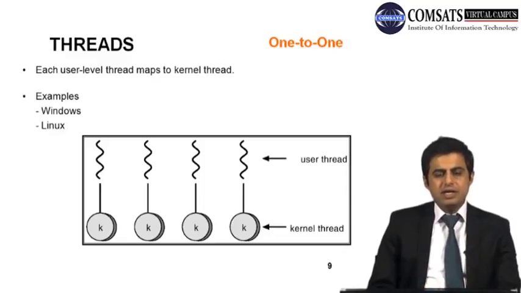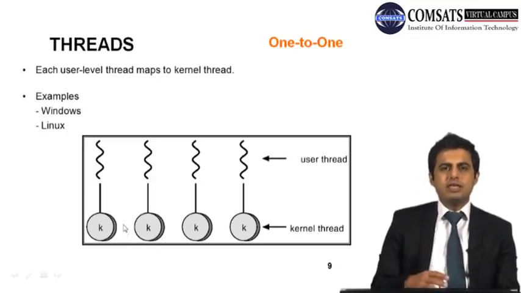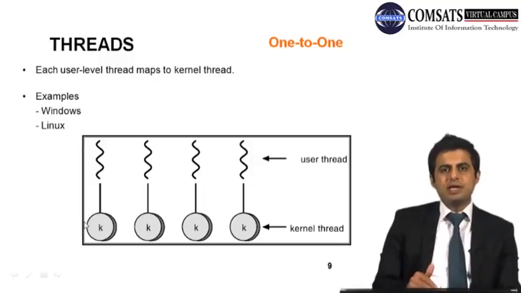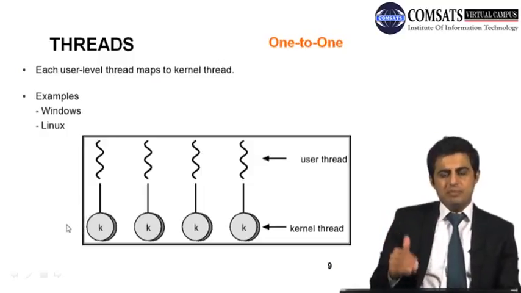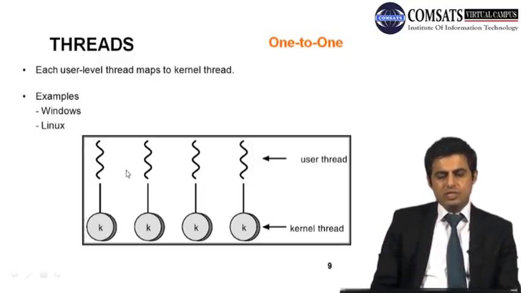Okay, for example, each user level thread maps to kernel thread. Examples Windows and Linux. Windows or Linux may you have got threads. Now these threads are being managed by kernels, but kernels have got their own threads. اور وہ threads اس لیے بنے ہیں تاکہ وہ user threads کو manage کر سکے۔ تو user thread میں for example you are making this thread. Now the kernel thread has made its own thread to take care of this one particular thread.